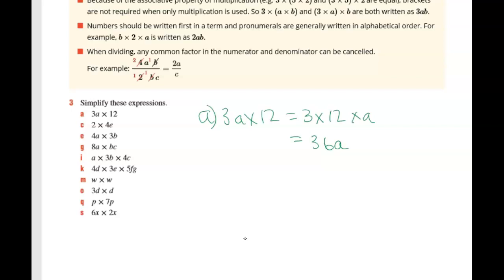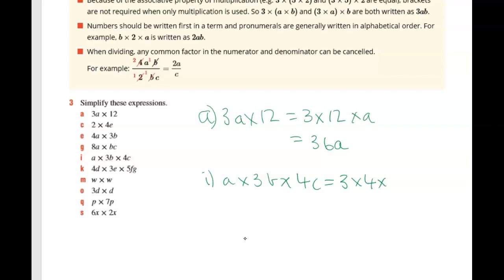Let's move down and do maybe I. So we've got A times 3B times 4C. So I'm going to do my numbers first. So 3 times 4.